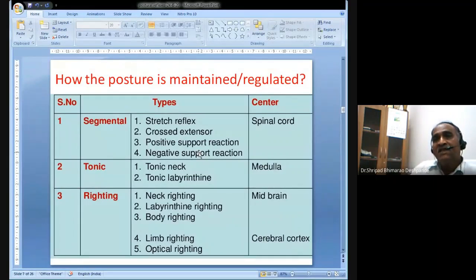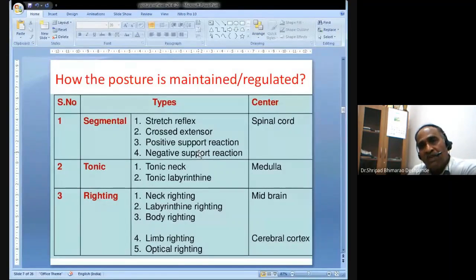How is the posture maintained and regulated? The posture is maintained by a series of reflex actions, and these reflex actions are centered in the spinal cord, medulla, midbrain, and the cerebral cortex. These reflex actions come at the segmental level, or at the medullary level, or they are integrated at the midbrain level, or at the cerebral cortical level. That means four levels of integration for maintaining the posture.